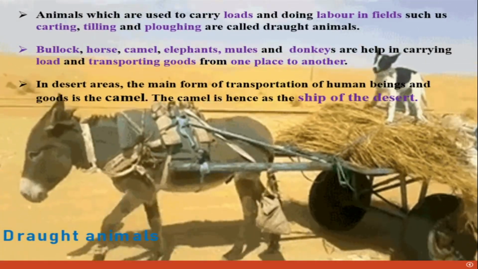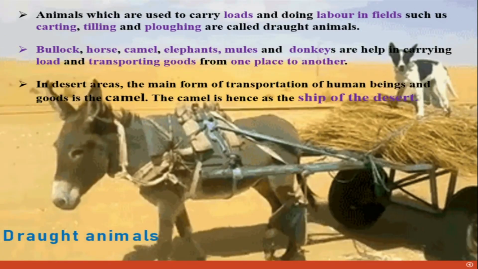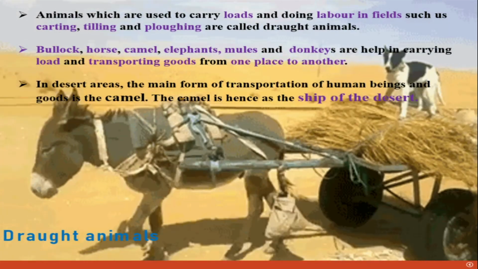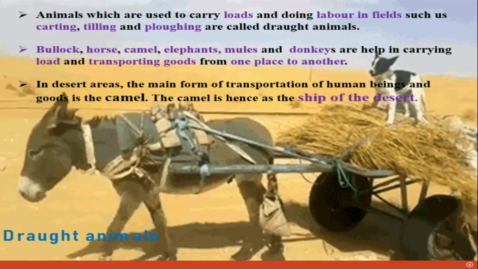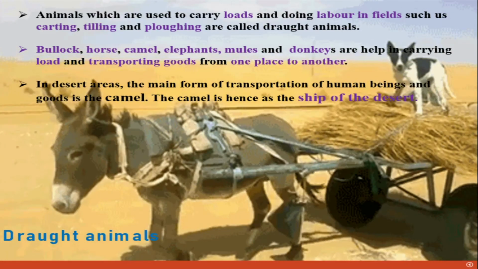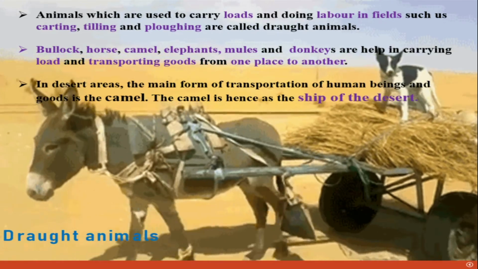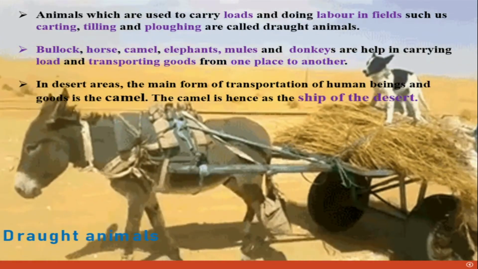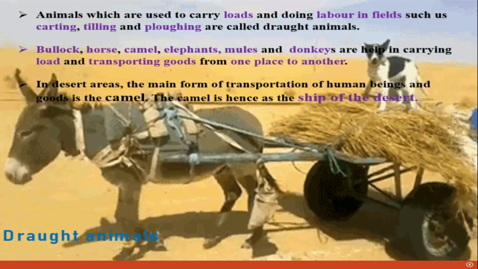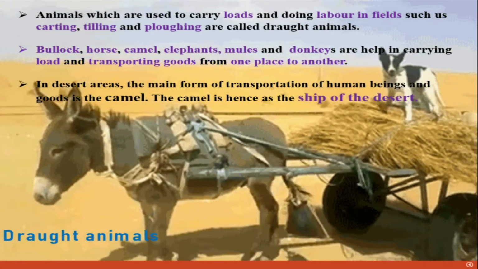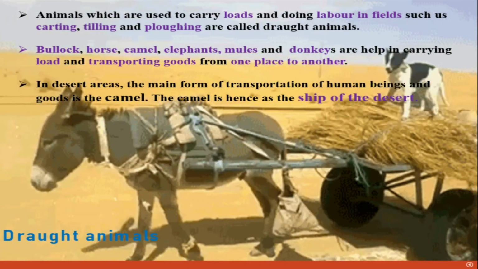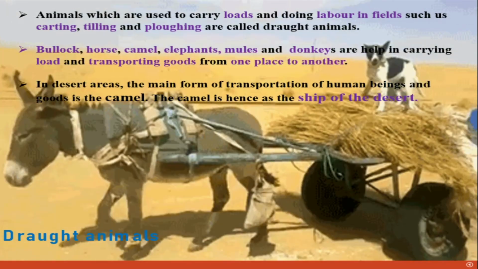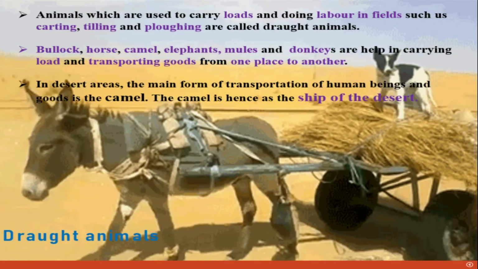Next, draught animals. What are draught animals? Animals which are used to carry loads and do labor in fields, such as cutting, tilling, and plucking, are called draught animals. Most of all, we are using animals for carrying loads. What are the examples? Bullock, horse, camel, elephants, mules, and donkeys. These all help in carrying loads and transporting goods from one place to another. Without these animals, we cannot carry these loads.